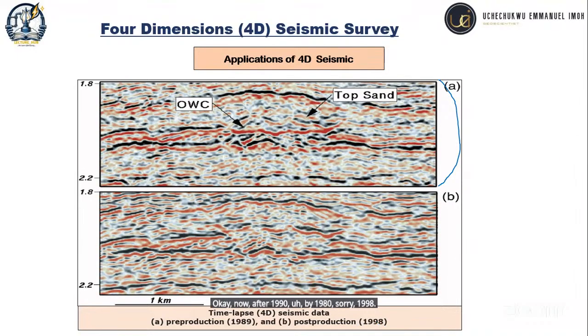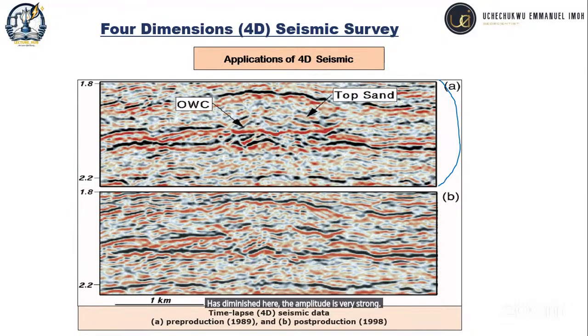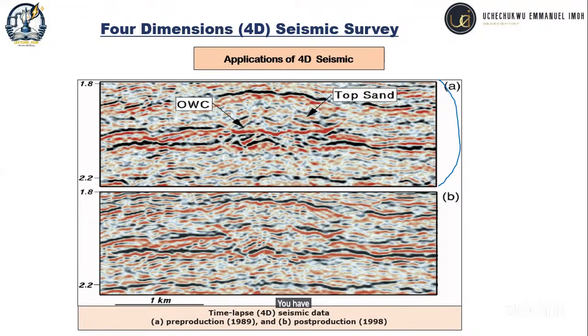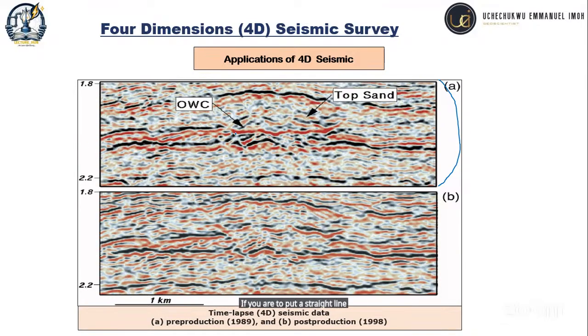By 1998, which is roughly 10 years after the first acquisition, the acquisition was repeated. And you can see that the amplitude of this oil-water contact has diminished. Here, the amplitude is very strong, meaning that there is a strong oil-water contact, so above this contact you have your oil accumulation. But here, the oil-water contact has diminished, meaning that the oil within the reservoir has depleted. If you put a straight line or a ruler across where you have this flat spot, you will see that the flat spot corresponds to about 2 seconds within the seismic data.